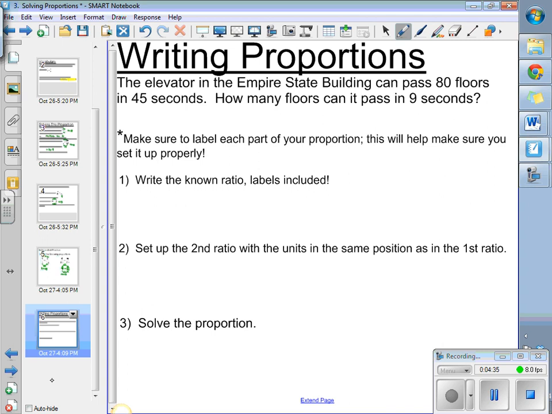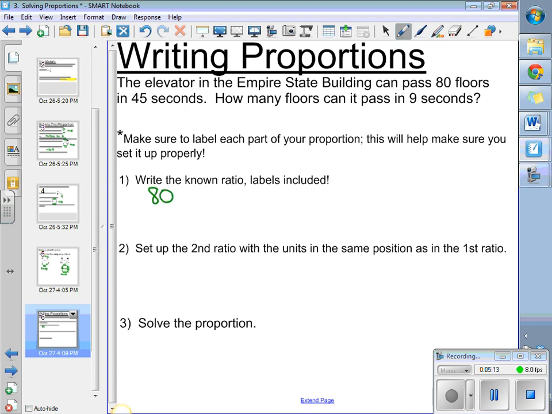Writing proportions. So, of course, we have to have word problems. All right, the elevator of the Empire State Building can pass 80 floors in 45 seconds. How many floors can it pass in 9 seconds? Okay, so we're going to look at our ratios, and as we did with our unit rates, we're going to make sure that we label so that everything gets in the correct places. So we've got 80 floors in 45 seconds.